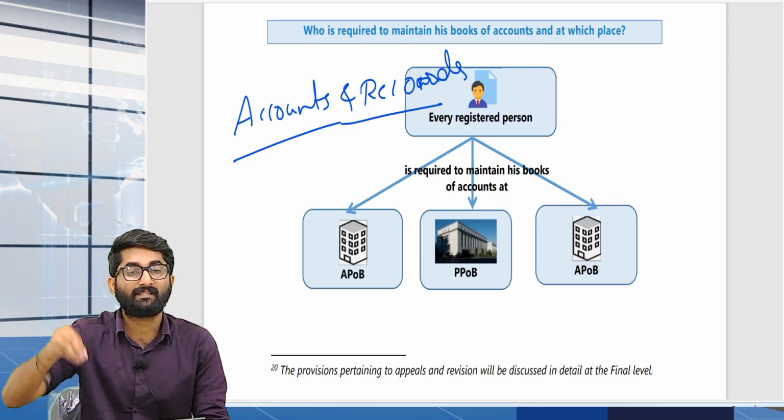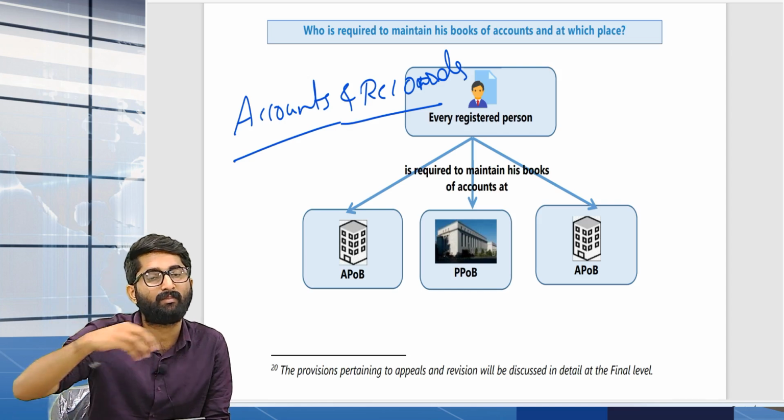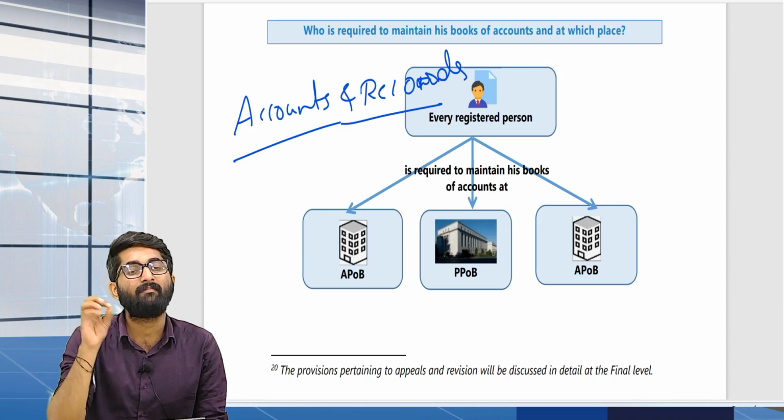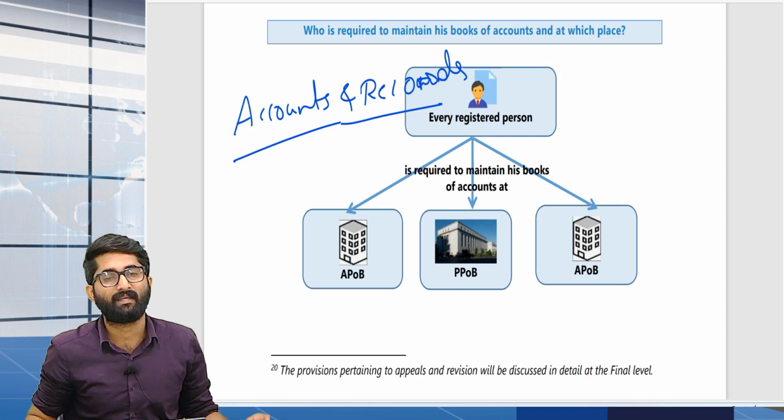If he has additional places of business, the accounts and records related to these additional places of business are kept in such places, and they can be maintained in electronic form as well. This is given in section number 35 subsection 1.